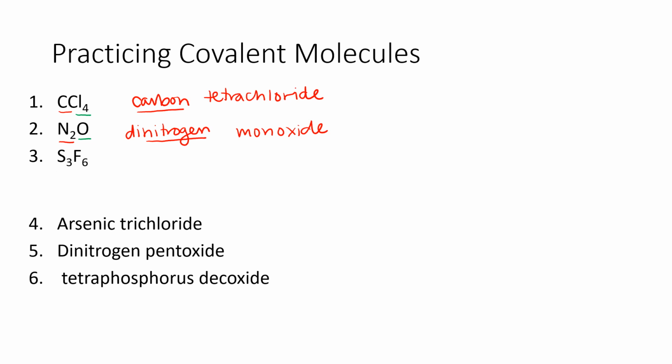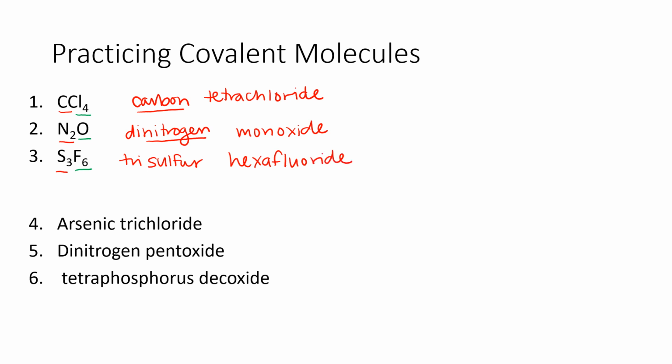Looking at number 3, we have 3 sulfurs followed by 6 fluorines. So our prefix for 3 was tri. So we have trisulfur followed by hexafluoride. Trisulfur, spelled that wrong. Trisulfur hexafluoride.